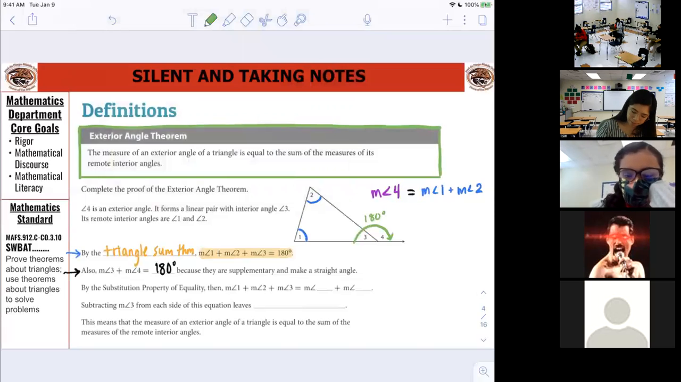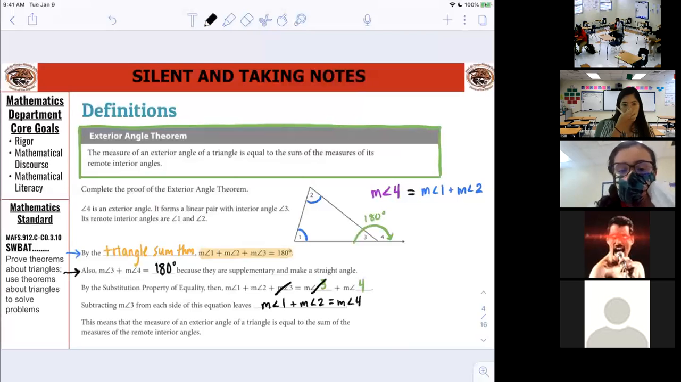Angle 3 plus angle 4. Subtracting the measure of angle 3 from each side of this equation, because notice there's a 3 on both sides, so I can take away the measure of angle 3 from both sides. All that's left over is angle 1 plus angle 2 equals angle 4, which confirms our theorem.